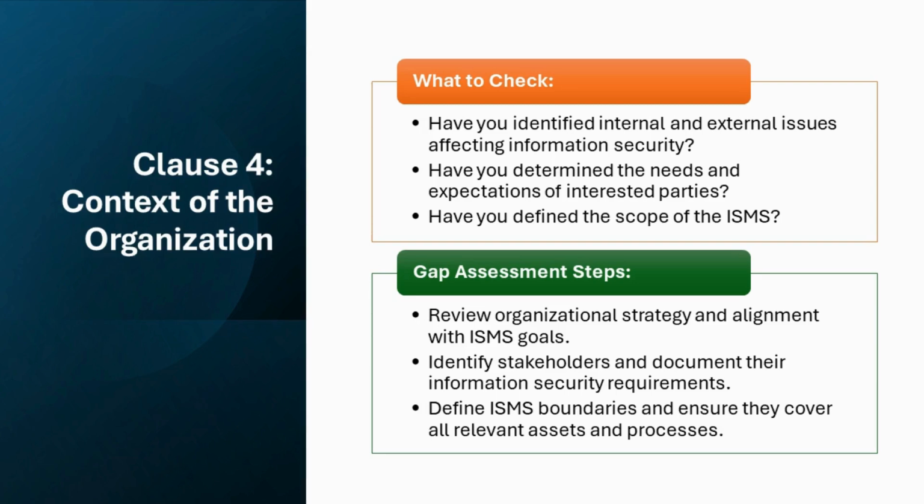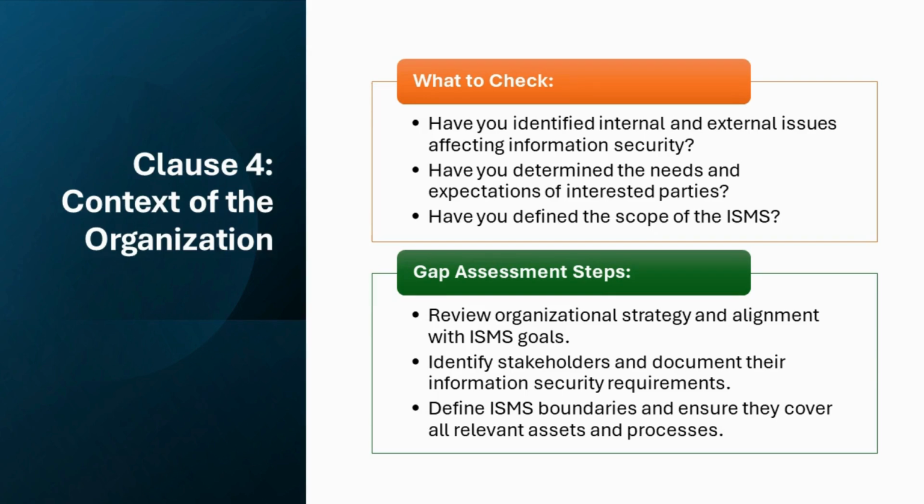So the key points to note here: the internal factors would be organizational structure, culture, IT systems, and existing security practices. The external factors would be regulatory requirements, market conditions, technological trends, and threats like cyber attacks. Interested parties would be stakeholders such as customers, employees, suppliers, and regulators whose needs and expectations influence the ISMS. Scope definition: clearly outline which parts of the organization, for example specific departments, systems, and processes, are covered by the ISMS.